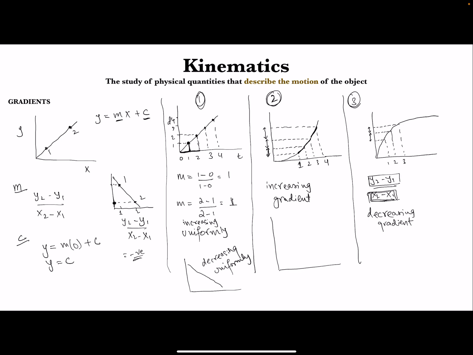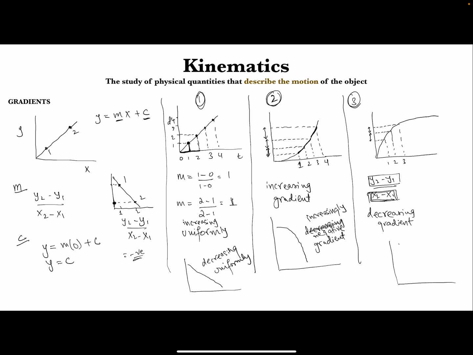With case 2, I can draw something like this. It's the exact mirror image if you reflect it across the x-axis. This is a decreasing gradient. But I shouldn't have said decreasing gradient. Let's say it's becoming more and more negative. So it's an increasingly negative gradient.